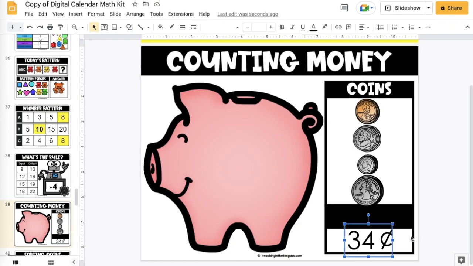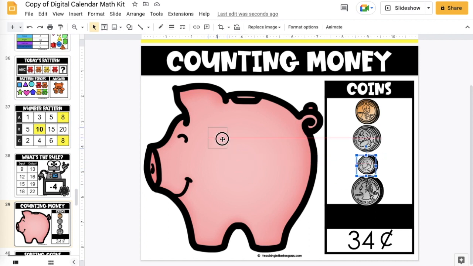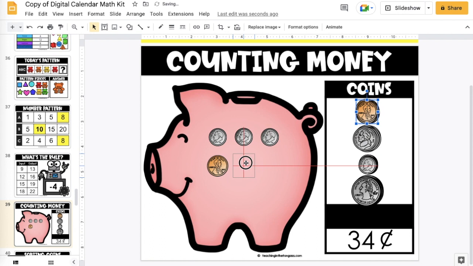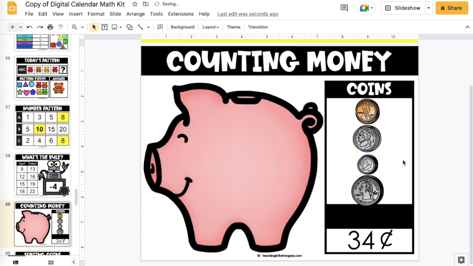All right, we have our piggy bank here, and we have 34 cents that we need to count out. So let's count these dimes. 10, 20, 30, 31, 32, 33, 34. That is 34 cents that we have counted out here. Let's try that a different way. How else can we make 34 cents?